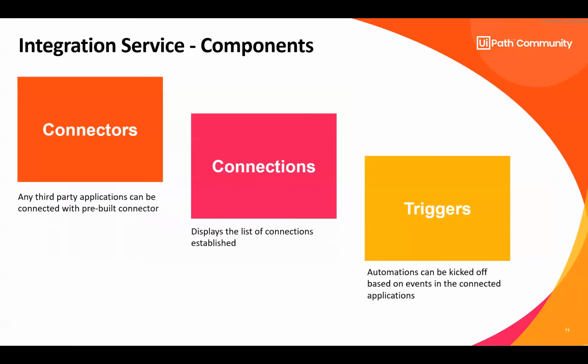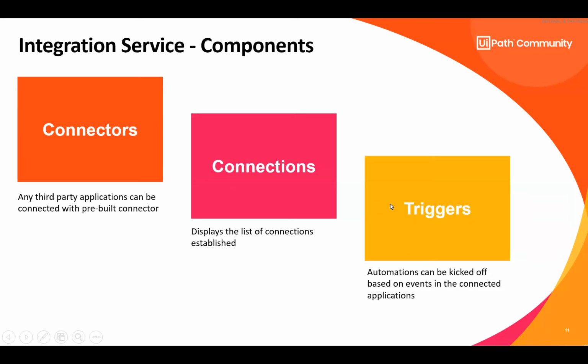Perfect. Since we have started Integration Service, let us see what tabs are present in it, okay? So the very first tab is Connectors. Connector in the sense that if you want to connect to Google Drive, how do we connect? Using this connector. If you want to connect to SharePoint, how do you connect? Using this connector, right? So you can see the list of connectors available in this tab. And the next one is Connections. In the Connections tab, you can see what connections you have already established with different applications.